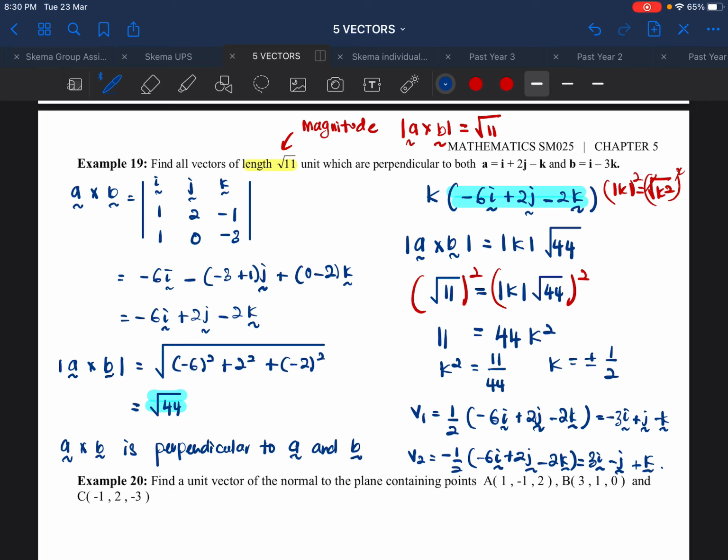Okay, so apa yang dia kata, find all vectors of length square root 11. Kita tahu square root 11 ialah magnitude. Okay, kita tahu magnitude V equals to 11. Okay, contohlah kat sini saya tulis.